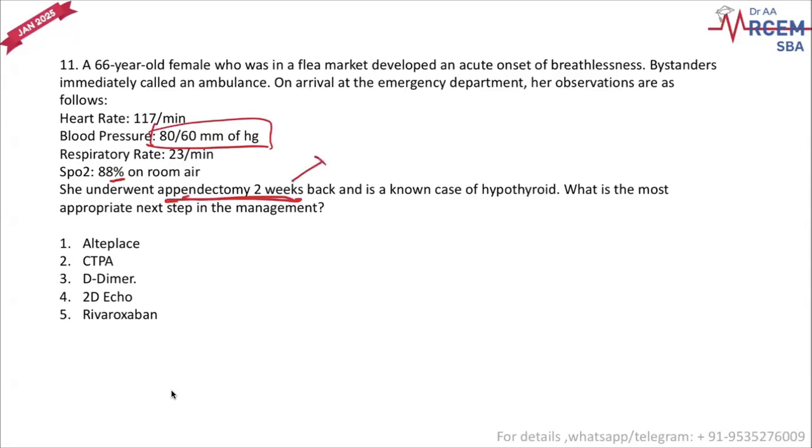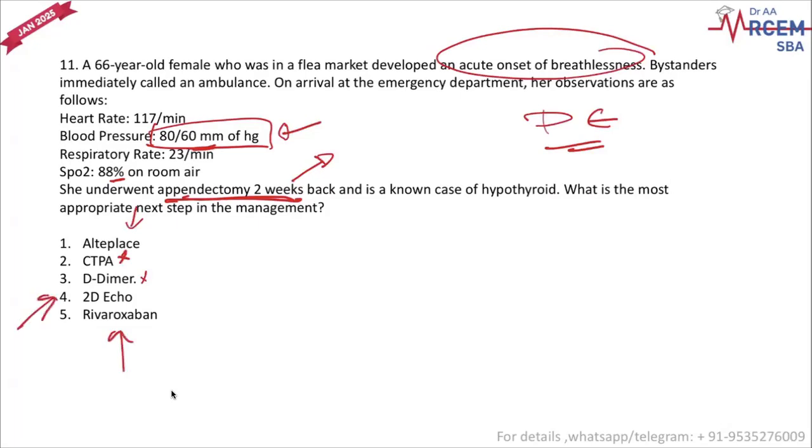Because of this immobilization, because of the acute onset that is present, I'm strongly suspecting pulmonary emboli. Can I directly go ahead and get a CTPA done for this patient? No, because this patient has a low blood pressure. So CTPA is not an option. D-dimer, the Wells score is quite high. If you calculate again, D-dimer acutely will not be much helpful. So we are left with alteplase. We are left with rivaroxaban. We are left with 2D echo.